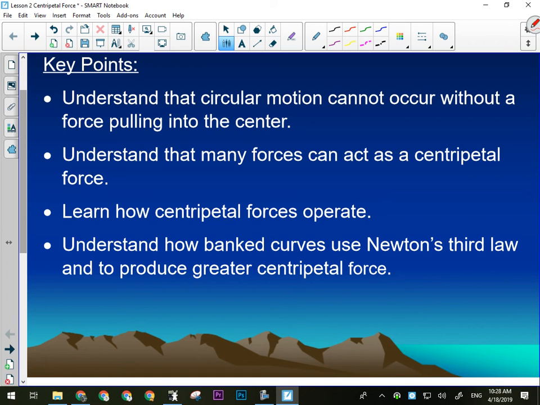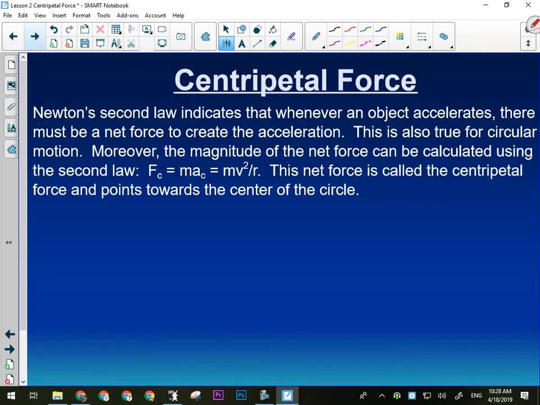No. Okay. So Newton's second law says that obviously whenever an object accelerates, there's a net force causing that acceleration. So we've said that about 4 times already today. Okay. This is also true for circular motion, which is why we have this formula here. It's mass times acceleration, but it's defined for a circle, so it's mv squared over r. Okay, that's going to calculate our centripetal and thus net force for an object moving in a circle.